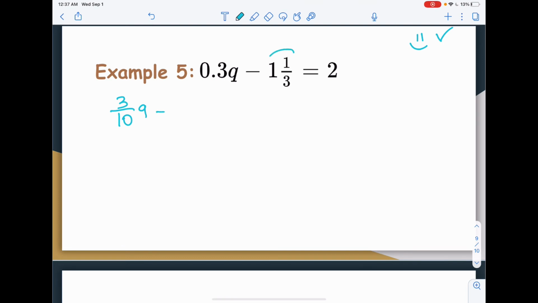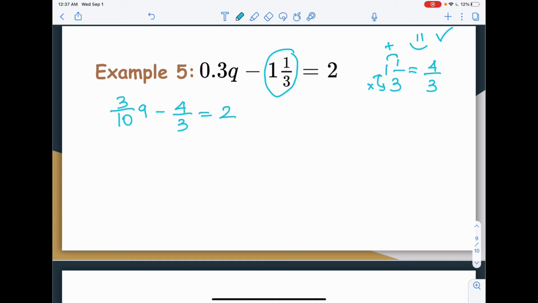and then I would also like to change this mixed number to a common fraction, which will be 1 and 1/3. We multiply 1 and 3, and then we add 1. So then this one is equal to 4 over 3. And I would like to write that one here as 4 over 3 instead of 1 and 1/3. And then finally, I can now start doing the inverse operations.